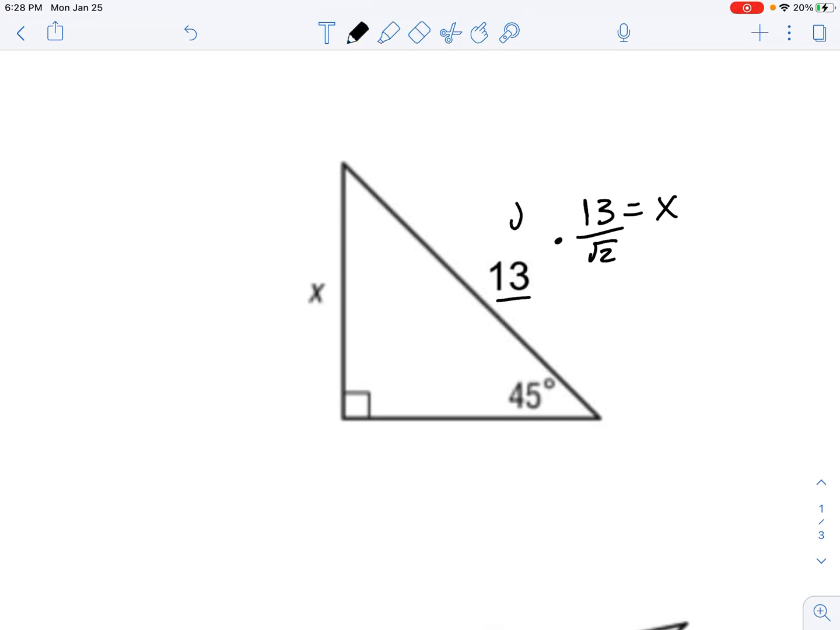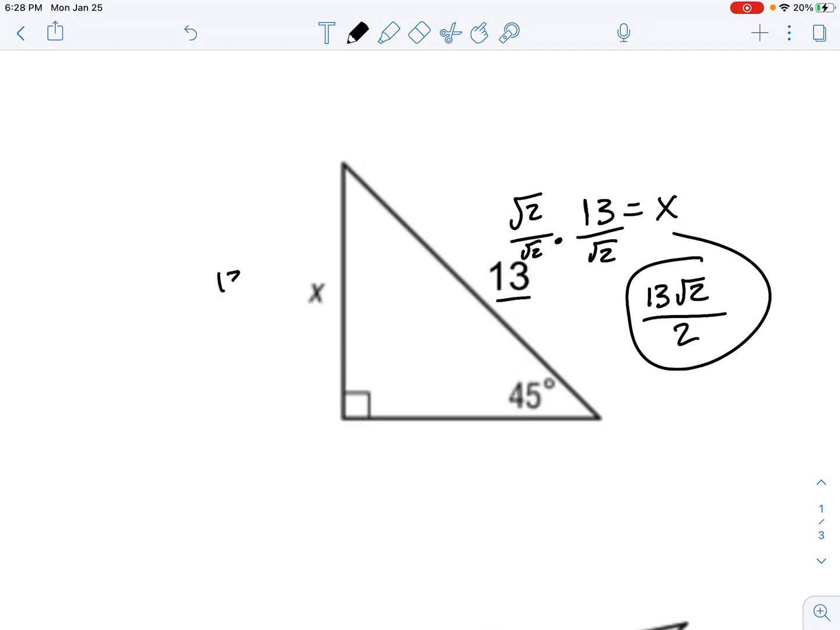I'm going to multiply by square root of 2 over square root of 2. And if I multiply that out, the top multiplied out would be 13 times the square root of 2. The bottom multiplied out would be a regular 2. I'm going to have to leave my answer like that because 13 over 2 doesn't simplify. And that's the same thing for down here. 13 root 2 over regular 2.